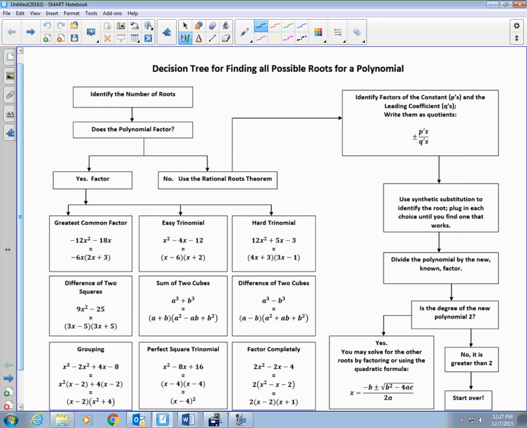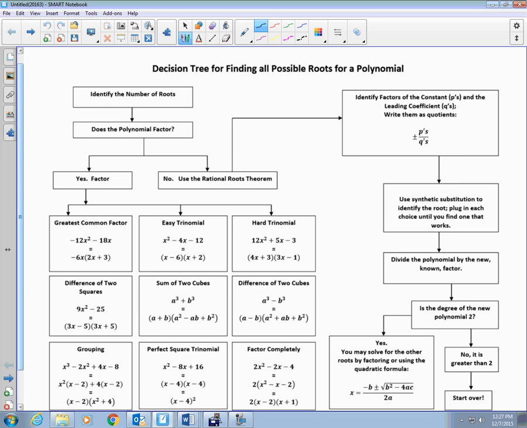This is a decision tree for finding all possible roots of a polynomial. The root means where it crosses the x-axis, and how many times, so that we can graph it. We've graphed all these, right? So when you find them, you first identify the number of roots. What do we look at to identify the number of roots? The degree of the polynomial.